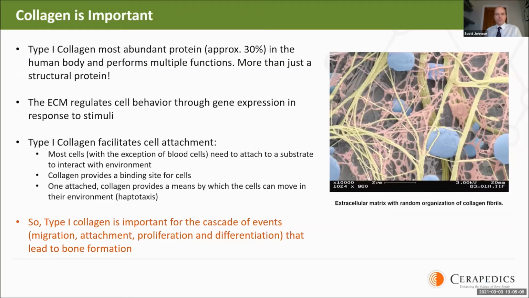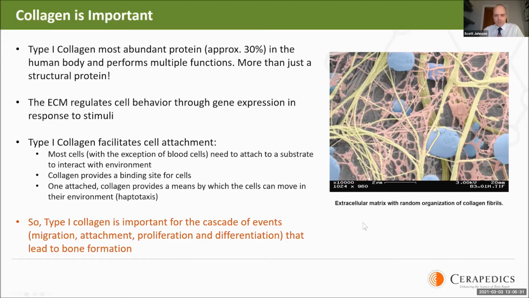So why use a collagen fragment? Well, type 1 collagen is extremely important when we consider cell interactions. Cells bind to collagen and use the connection to understand and interact with the environment around them. So these binding sites are very important. They also enable the cells to move throughout the environment in response to chemical and mechanical stimuli.